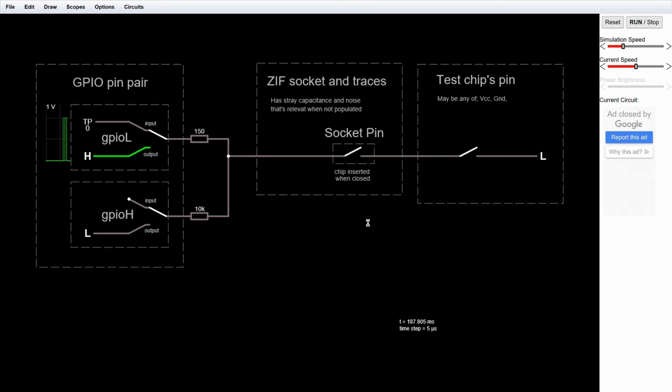So the way I solve this is by bringing another GPIO pin into the equation, and I use this GPIO pin to apply a small pull-up or pull-down to this wire that would otherwise be floating when it's disconnected. And the way it works is this.